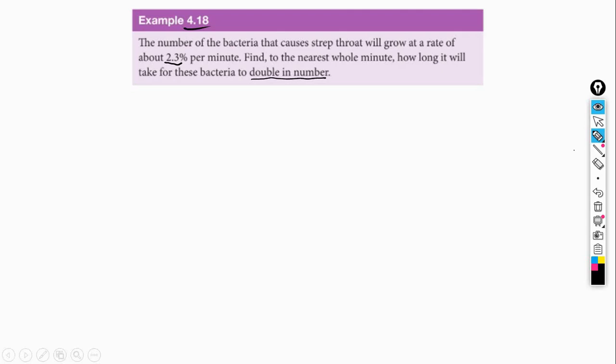So this is a bit similar to the previous problem, but it's not compounded. A equals P times 1 plus the rate to the power of time. So notice that it doesn't say how many bacteria there are initially, but it doesn't really matter because whatever numbers you use, you're always going to end up with a 2 here.